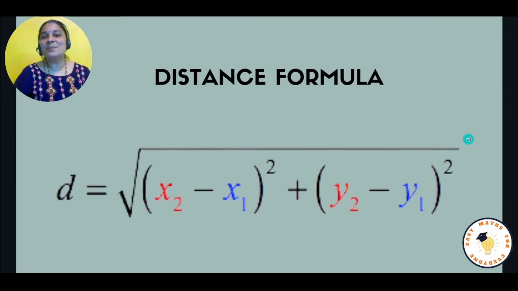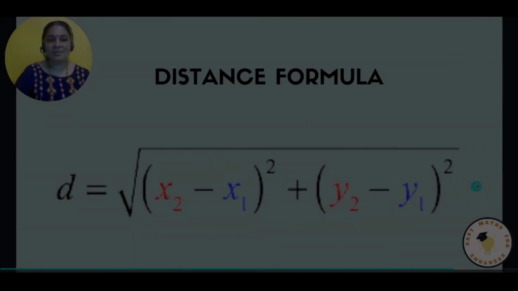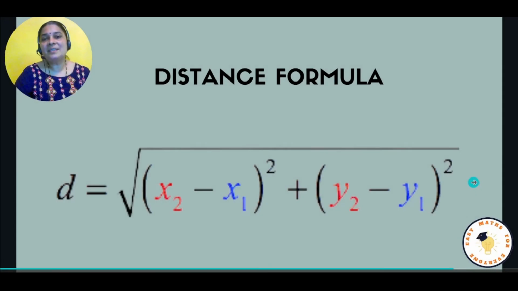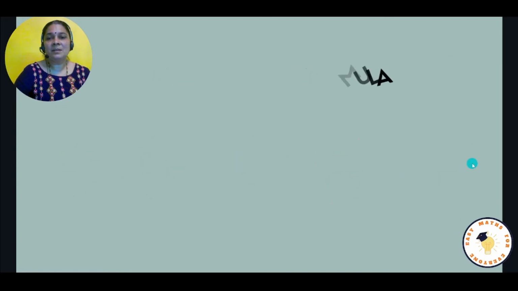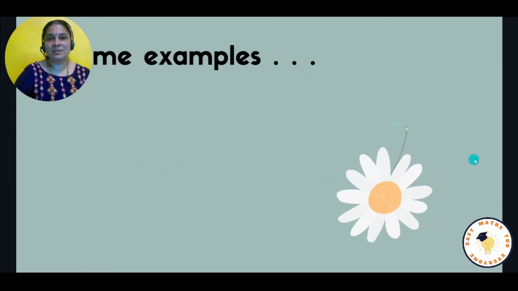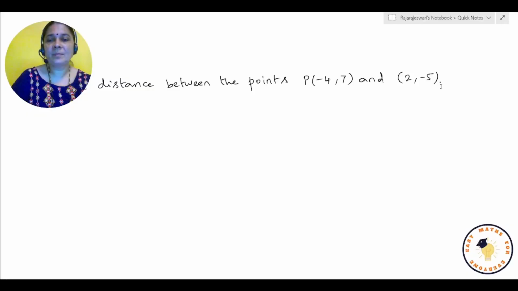So, here comes the distance formula. Finding the square root on both sides, we will get D is equal to the square root of (x2 minus x1) whole square plus (y2 minus y1) whole square. Now, let us try finding the distance between two given points using some example sums. We will understand this concept more clearly by seeing some examples.